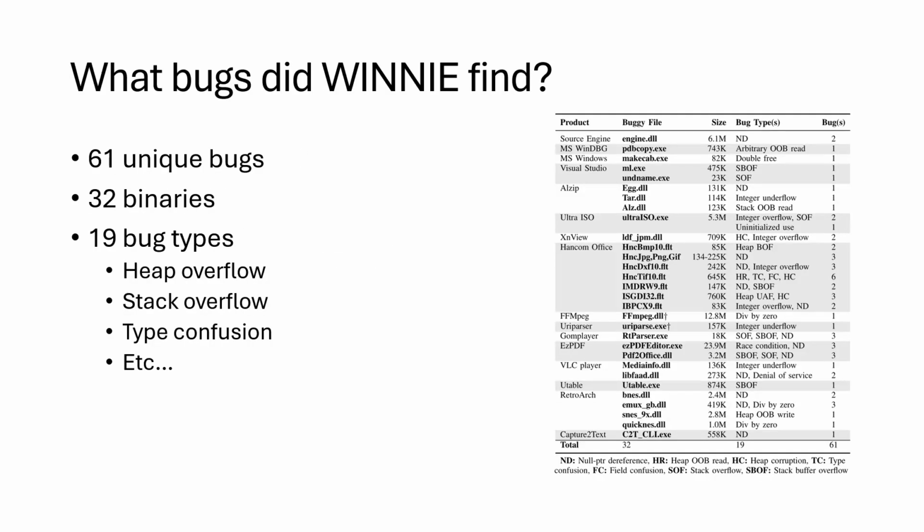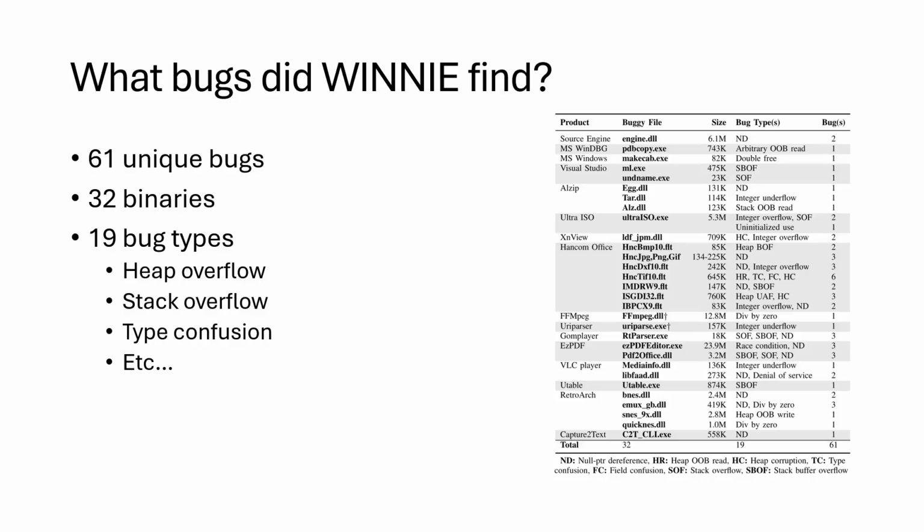Now on to whether they actually did anything with this, and the answer is yes. WINNIE does find real bugs. So they list out 61 bugs in the paper across 32 different programs, and so there's 19 different bug types that they identify. They have overflows, type confusions, double frees, null dereferences, uninitialized memory use, things like that. And a bit notable is they have a couple of actually like Microsoft utilities.